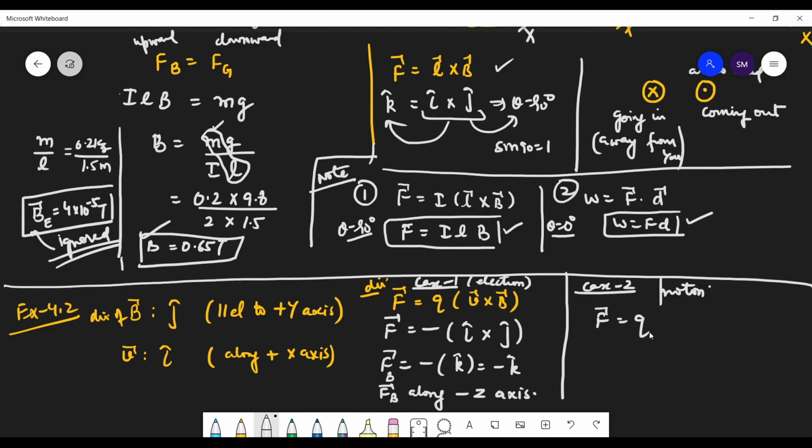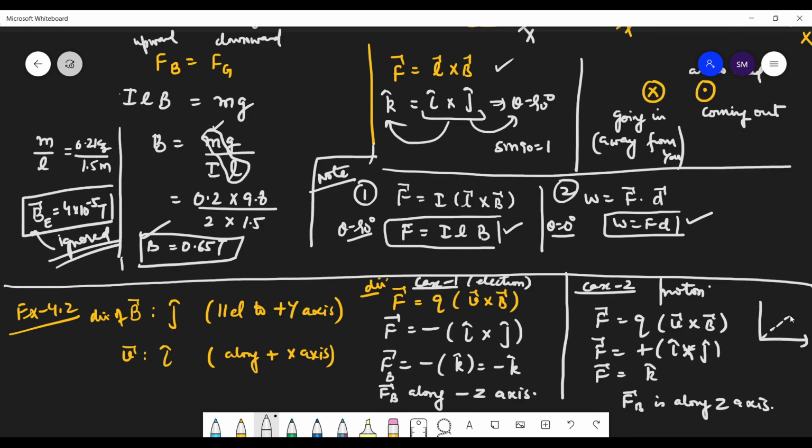What about proton? F is equal to Q V cross B. So proton is positive, so i cross j, and this direction will be given by k cap. So here FB is along z axis. Is this clear? You can see the figure also, students.